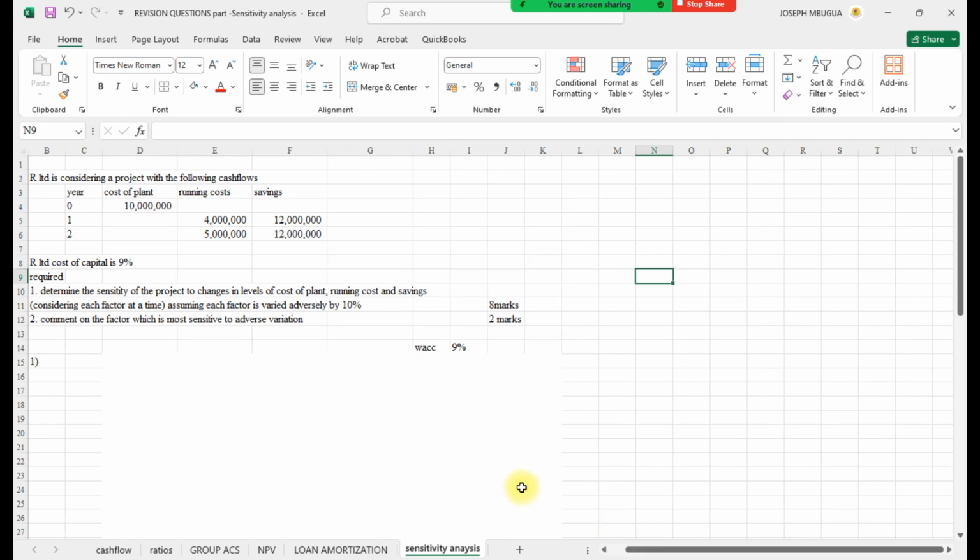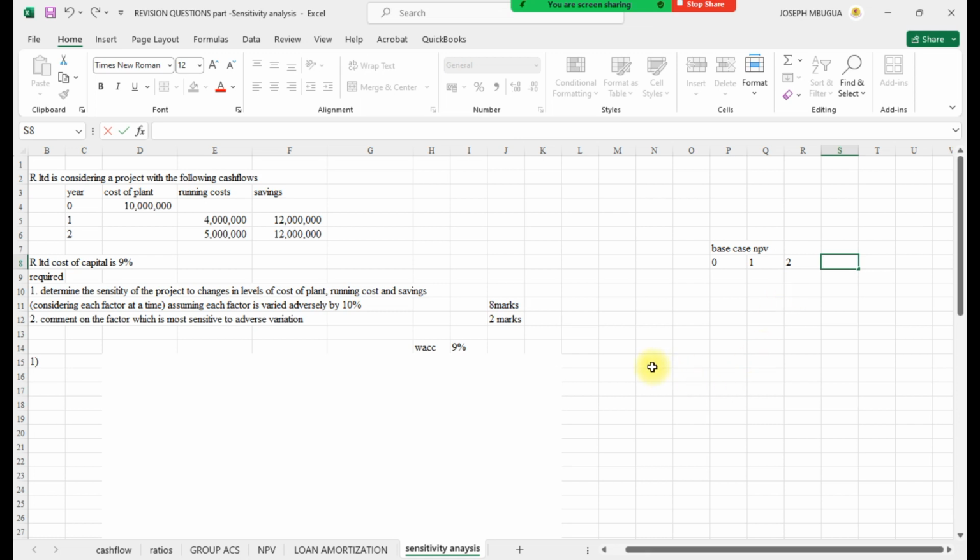So here you have to first find the base case. Base case NPV is a normal NPV. There were 3 years. So year 1, year 2, and year 3. Oh, there were just 2 years, not 3 years. Year 1 and year 2, and year 0.